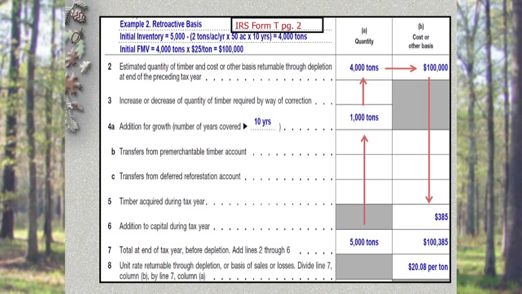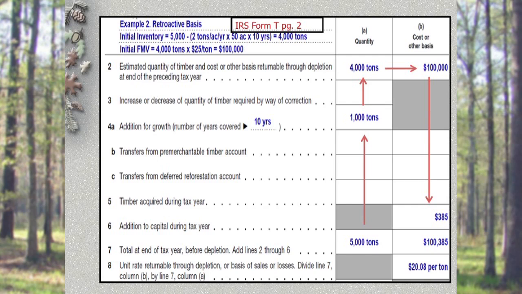Well, what was 4,000 tons worth 10 years ago? 4,000 times 25 bucks a ton, $100,000. Guess what? You just established your basis. $100,000. That's what the timber was worth 10 years ago. This is what we call the technical term of ungrowing the trees.